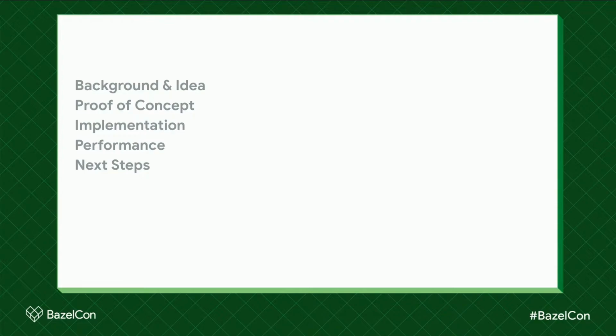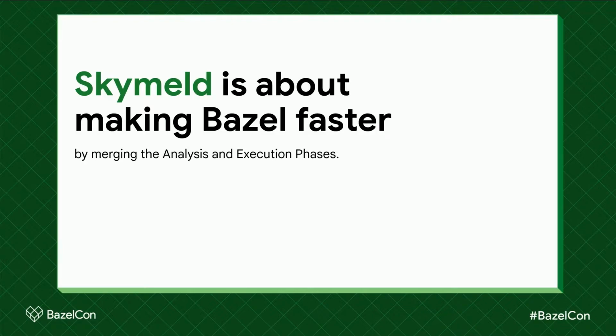If you do decide to stick around, here's how the story goes. Background idea, proof of concept, implementation, performance, and finally the next steps. So first let's go all the way to the beginning and talk about the background and idea of this project. In one sentence, it is about making Bazel faster by merging the analysis and execution phases. How do we do that? How come by merging the phases we make Bazel faster?